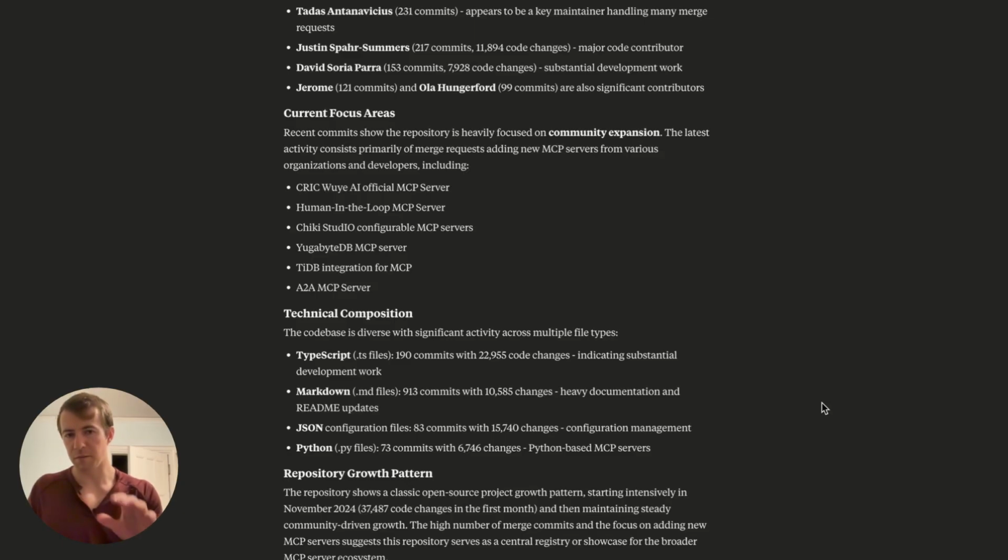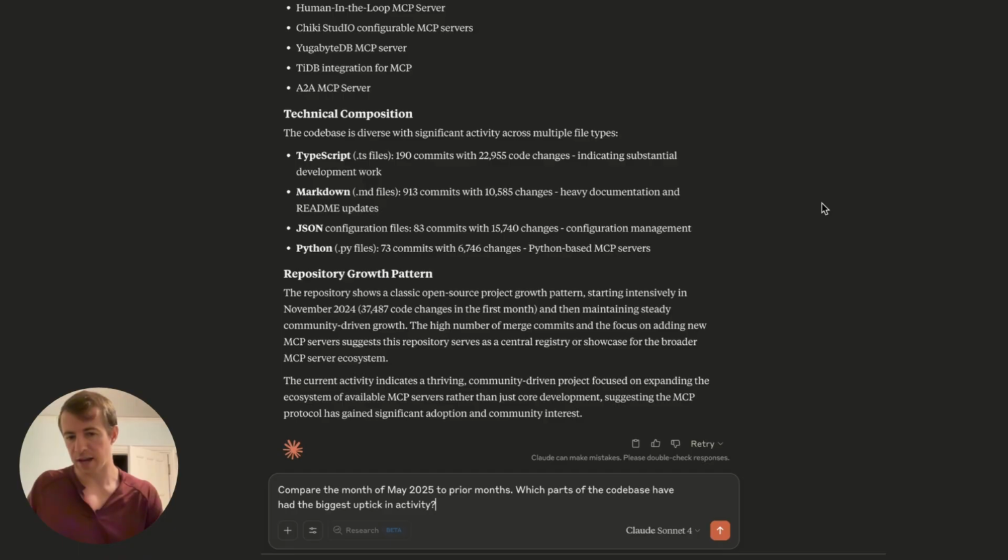So this is our first question here, which is about an overview of the data set. But let's say we know this data set well and want to ask a bit of a harder question, a bit of a nuanced question. So here I have a second question that is a common analysis of a time-wise dimensional comparison. So compare the month of May to prior months. Which part of the code base had the biggest uptick in activity?